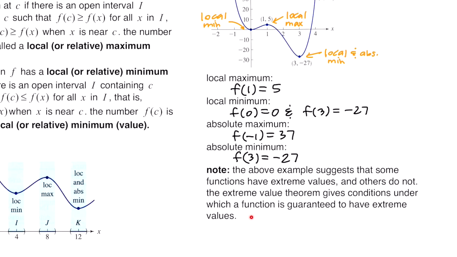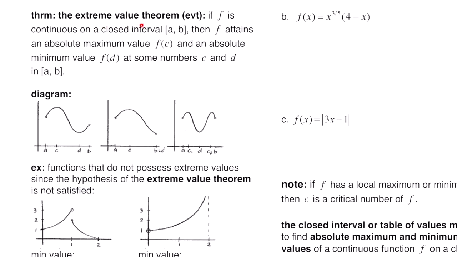The note right here says the above example suggests that some functions have extreme values and others do not. The extreme value theorem gives conditions under which a function is guaranteed to have extreme values. So here we have the extreme value theorem, or the EVT. If f is continuous on a closed interval from a to b, then f attains an absolute maximum value f(c) and an absolute minimum value f(d) at some numbers c and d in that closed interval from a to b. So this right here is telling us that absolute maxes and mins can occur on endpoints, or they can also occur within the interval.